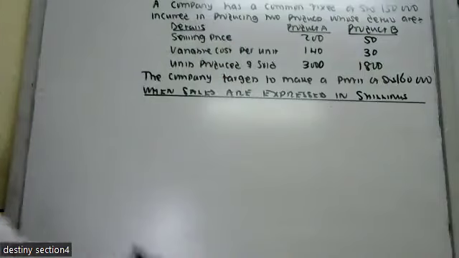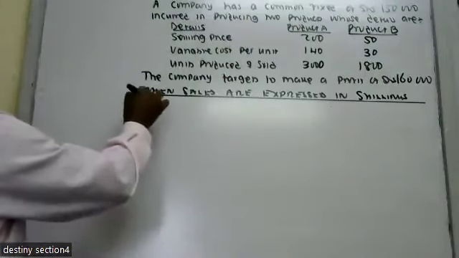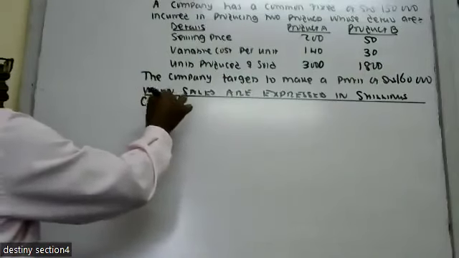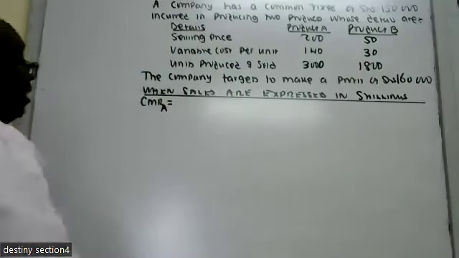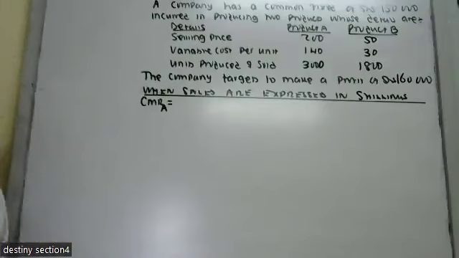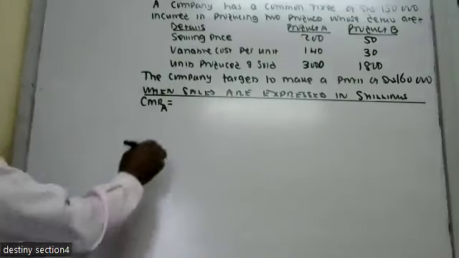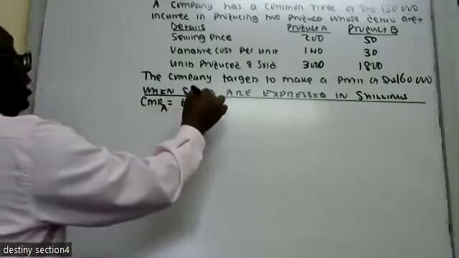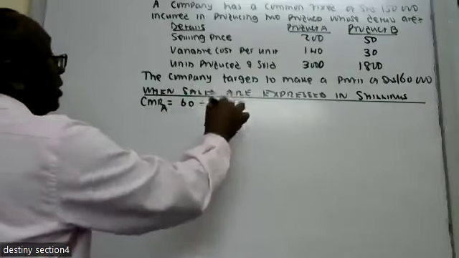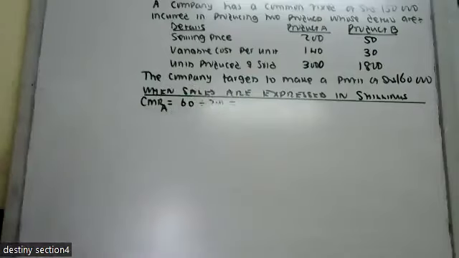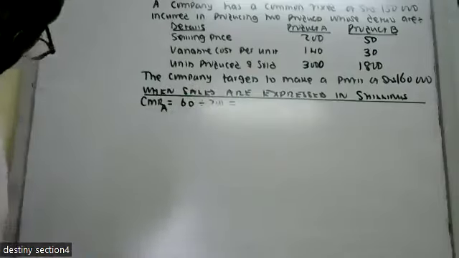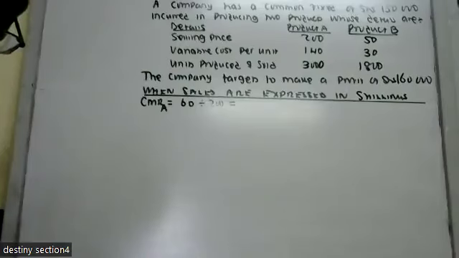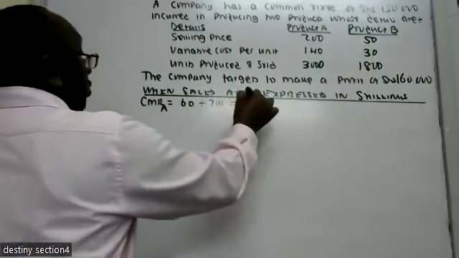So if we are in shillings, the first thing is to get the contribution margin ratio for product A. It is 60, you divide by 200. You already know the formula. So 60 divided by 200, the selling price, you get 0.3.